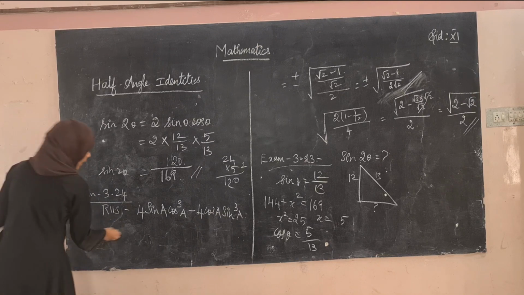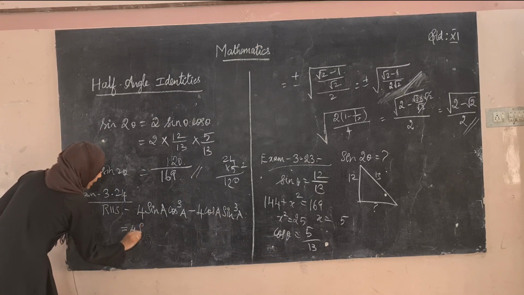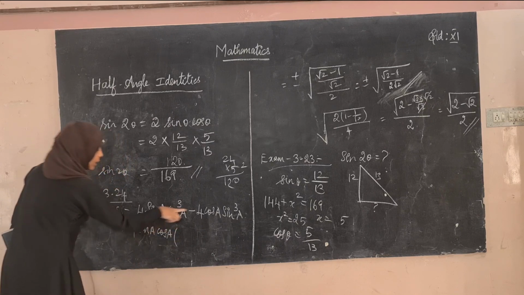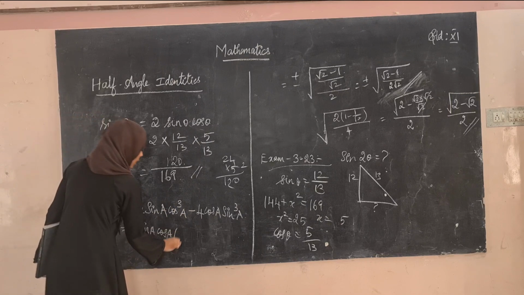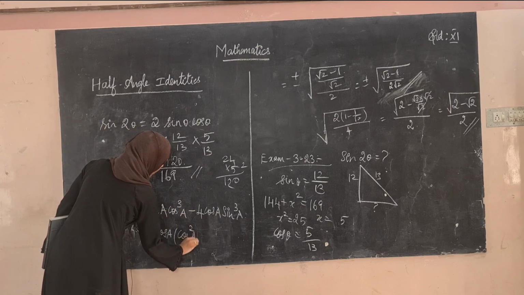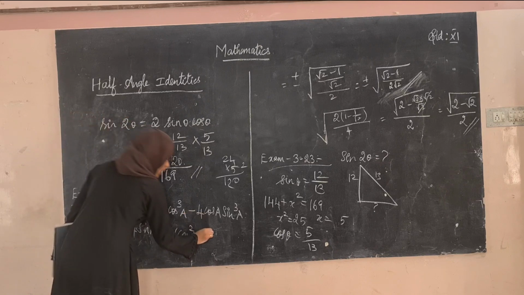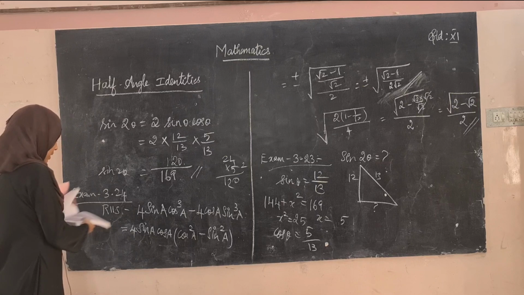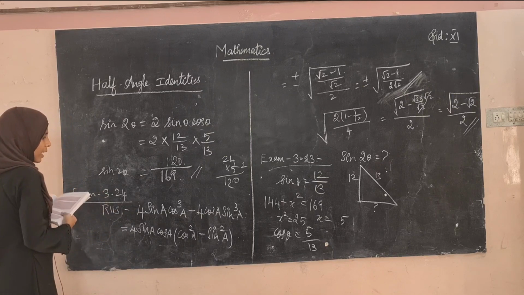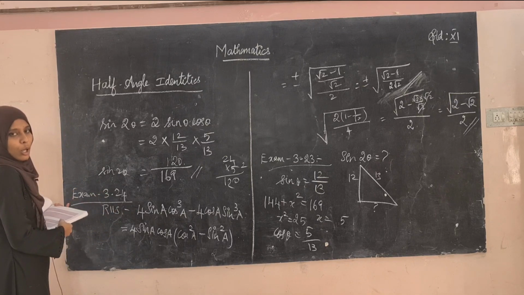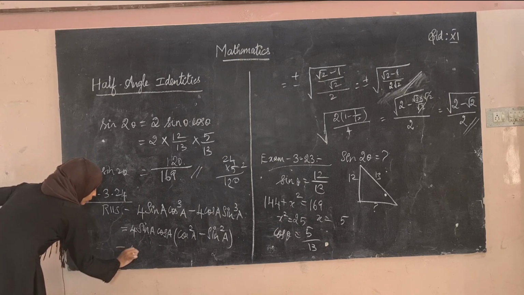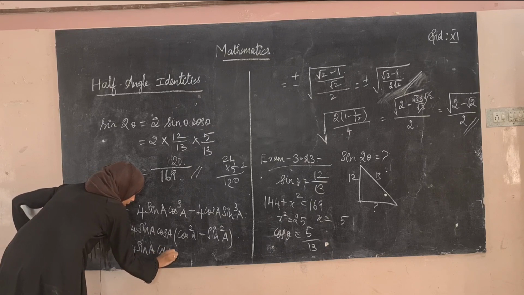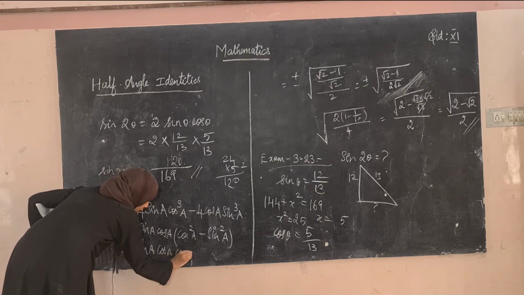So from this we can take a 4 outside, a sine A outside and a cos A outside. Yes, 4 sine A cos A in these two terms. So what's the remaining term? Here it will be cos square A minus, here it will be sine square A. So what is cos square A minus sine square A? It is cos 2A. This is the formula for cos 2A, which is equal to 4 into sine A cos A into cos 2A.